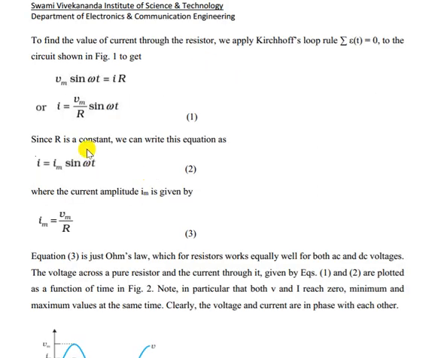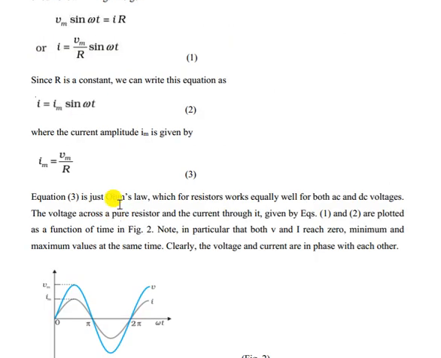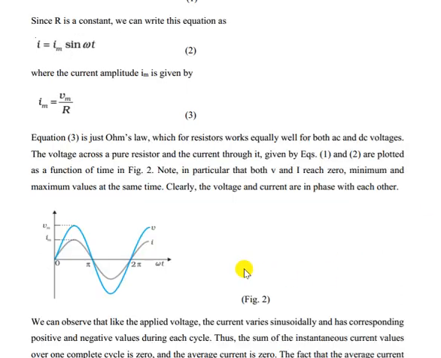Here R is a constant resistance value. So we can write I equals Im sin omega t, where Im equals Vm by R. This is just like Ohm's law, Im equals Vm by R. So a resistor follows Ohm's law for both AC and DC voltages. Now if we compare the waveforms, this is Vm sin omega t and this is Im sin omega t. Im is nothing but Vm by R, so Im will obviously be lesser than Vm, and we are considering it lesser than Vm.